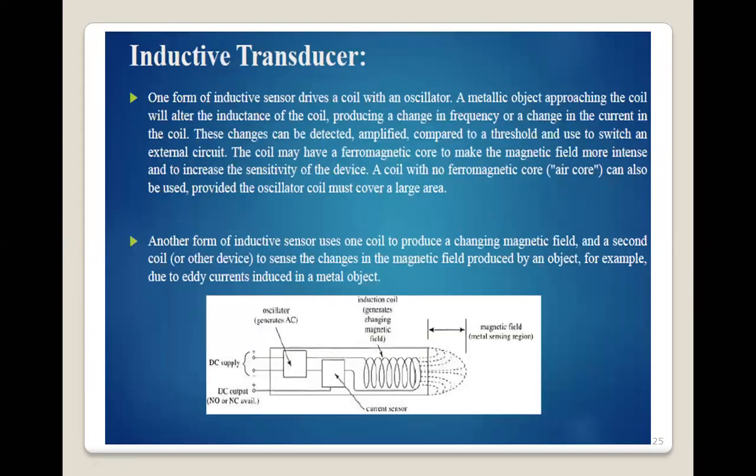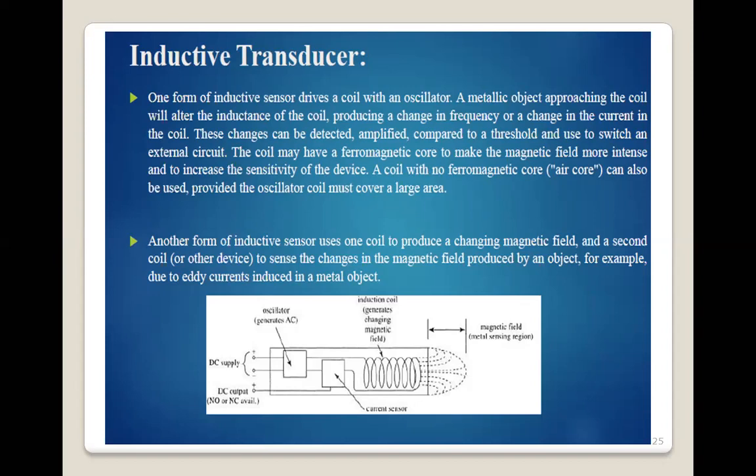Now, the inductive transducer is one form of inductive sensor, derived from a coil with an oscillator. A metallic object approaching the coil will alter the inductance of the coil, producing a change in frequency or a change in the current in the coil. Those changes can be detected, amplified, compared to the threshold value, and used to switch an external circuit.